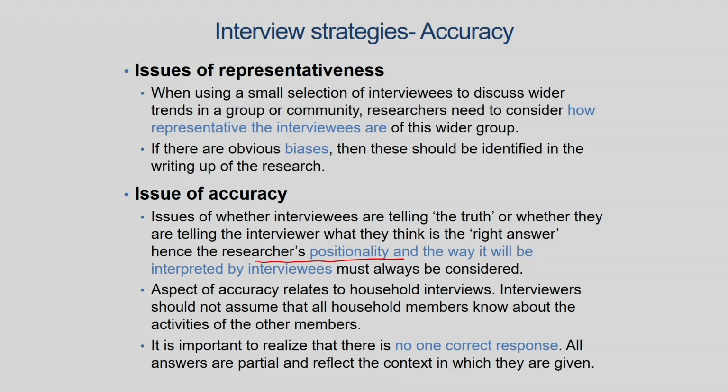Now, there is an aspect of accuracy that relates to household interviews. Often interviewers should not assume that all household members know about the activities of all the other members, and it is important to realize that there is no one correct response. All answers are partial and reflect the context in which they are given. This is important, so we should not assume that all household members know about the activities of the other members.